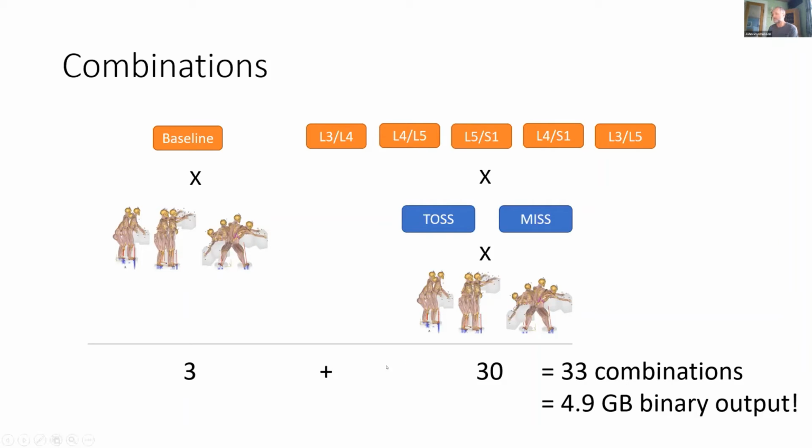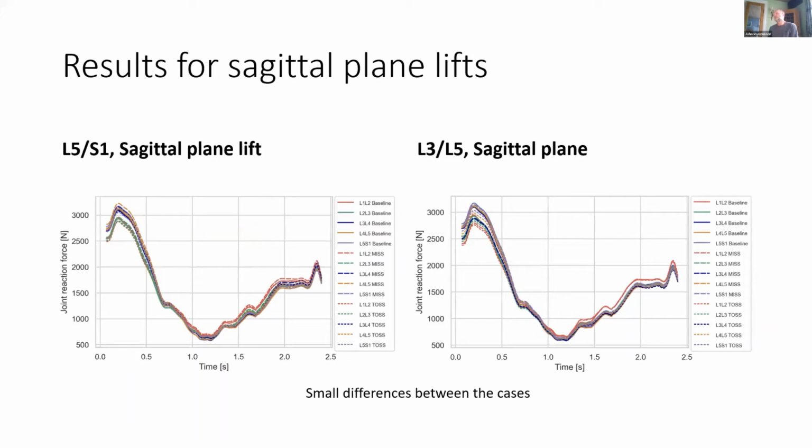It's a very detailed model, like I said before, so it has a lot of output, and the totality of these 33 cases is almost 5 gigabytes of binary numbers that we have to crunch in order to figure out what's going on. And yeah, so we'll jump right into the results.